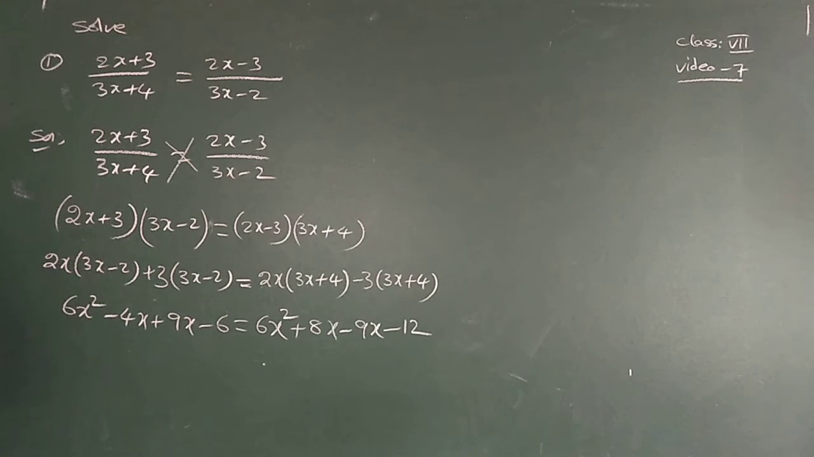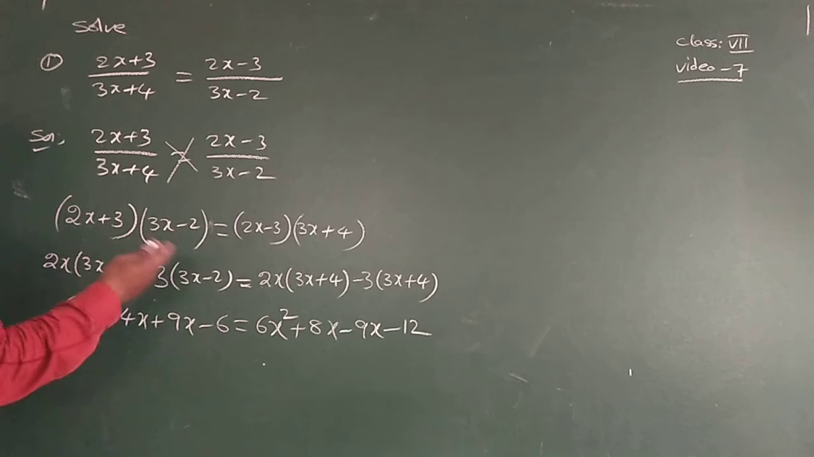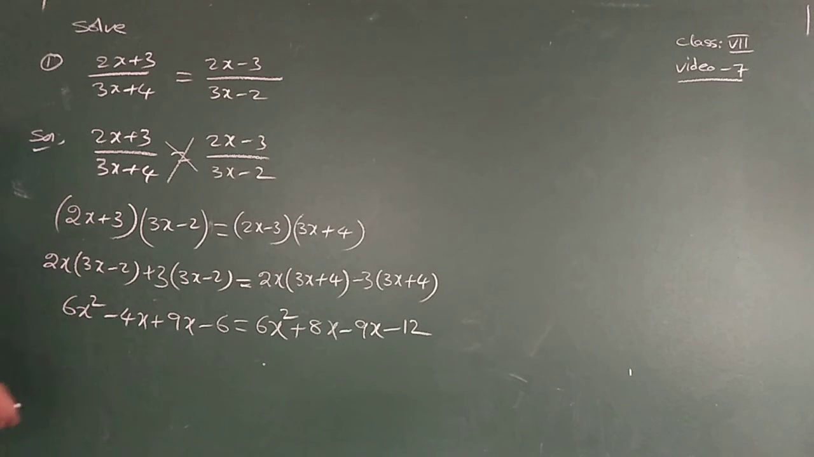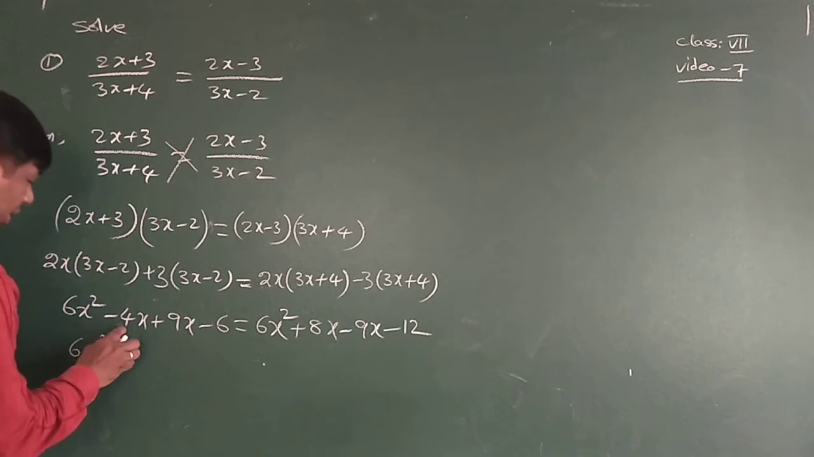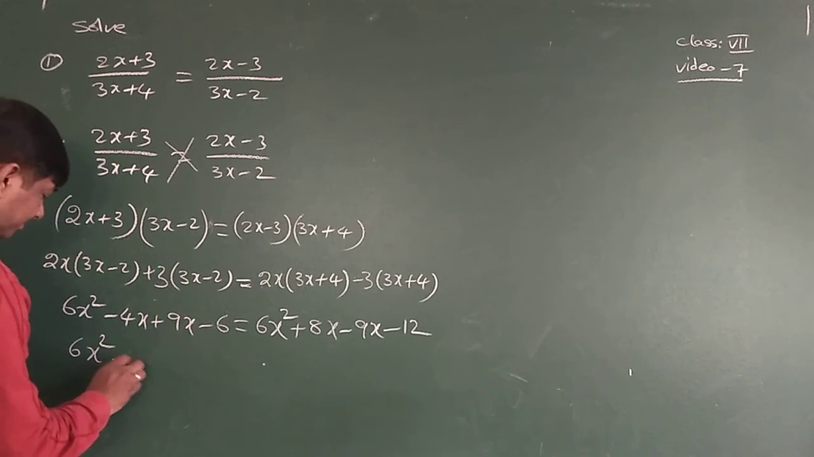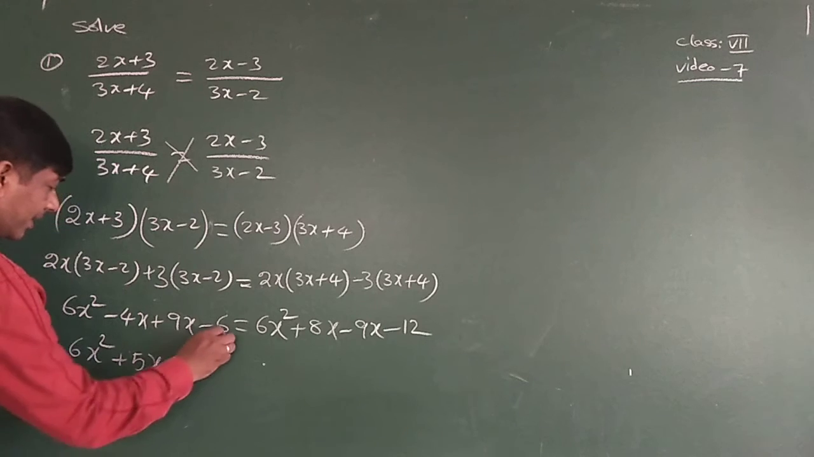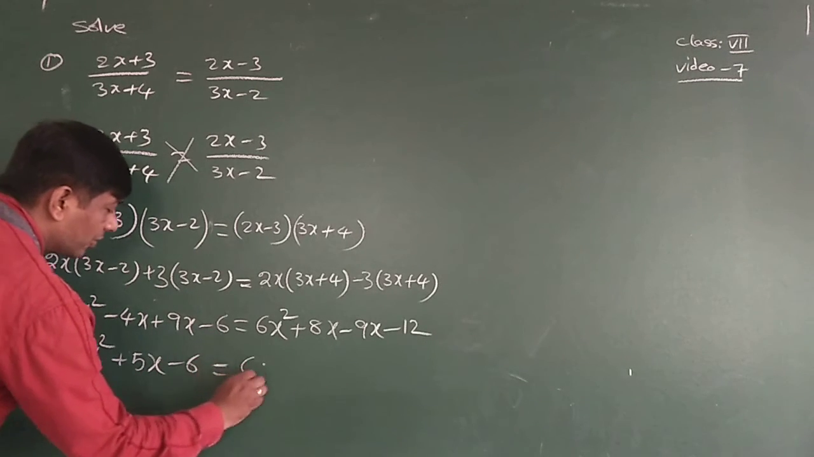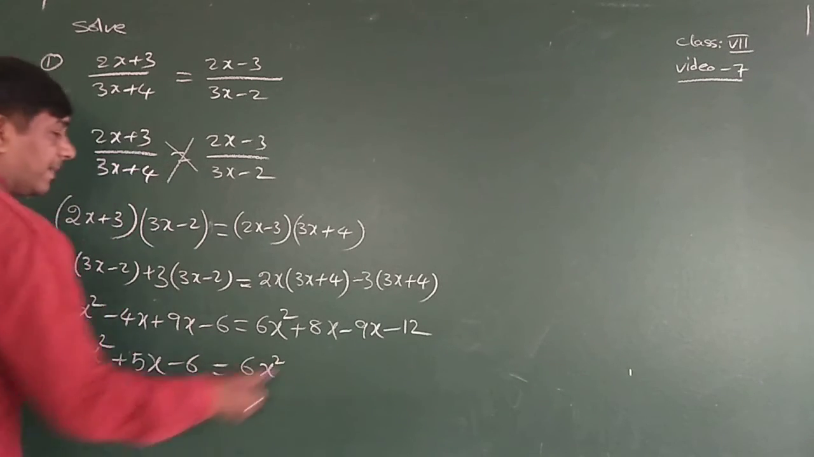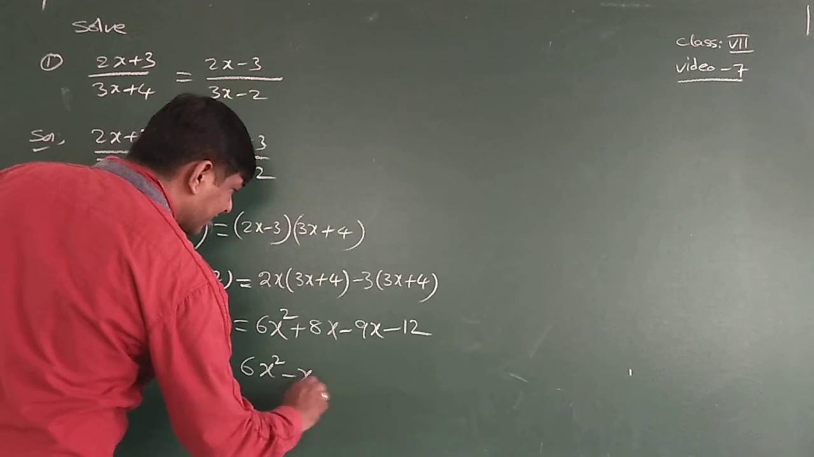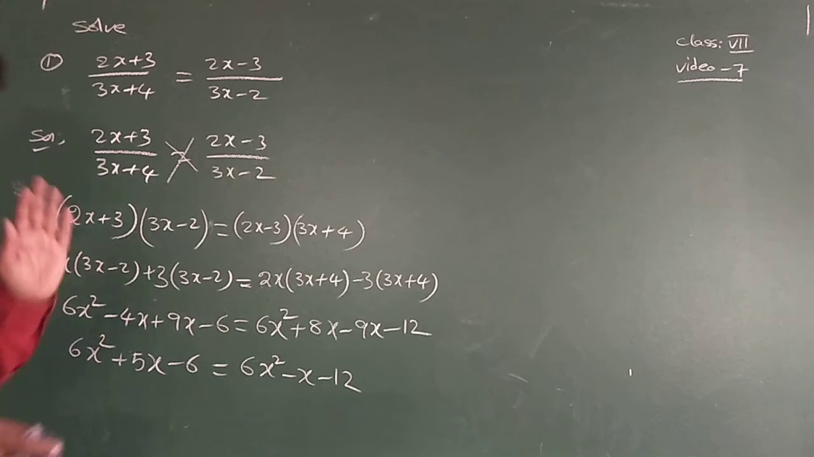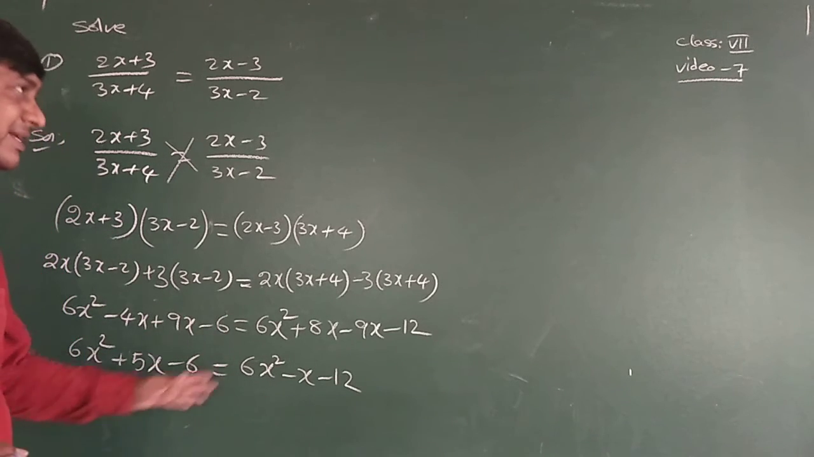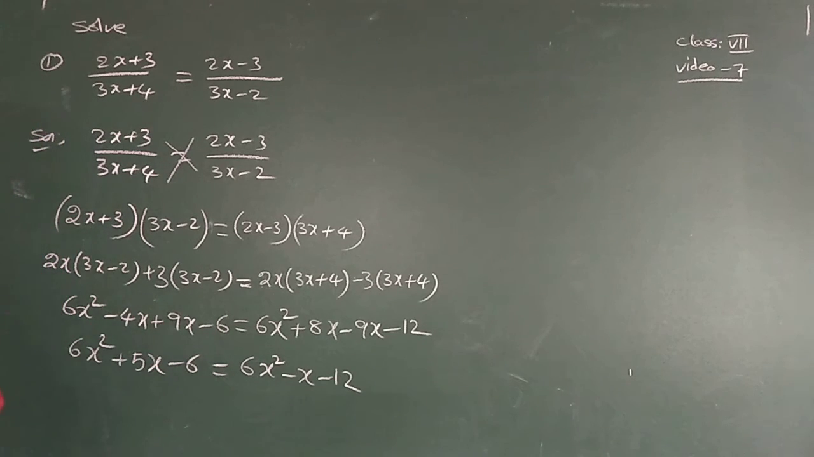Now all terms transpose to one side. All variables on one side and constants on one side, you make them transposed all together. First simplify this. One more simplification is possible. Minus 4x plus 9x is 5x minus 6 is equal to 6x square plus 8x minus 9x, minus x minus 12. Sir, it is a quadratic equation, sir? Degree 2, no. Still I have to simplify some more. After that I will confirm it.